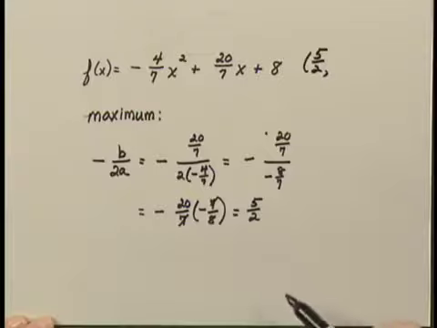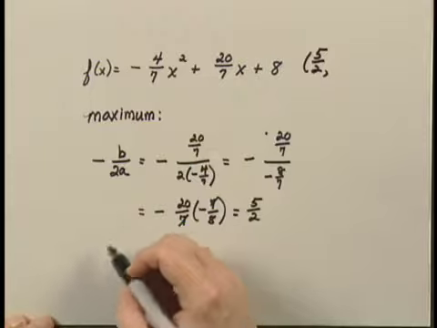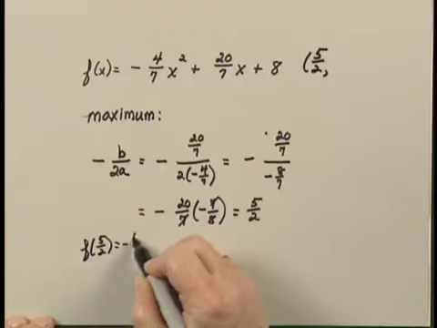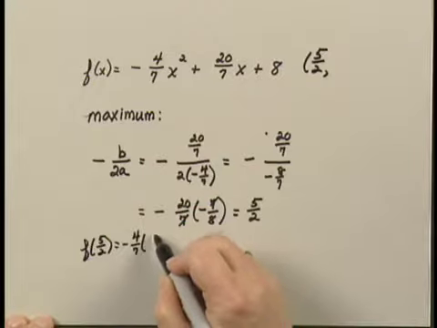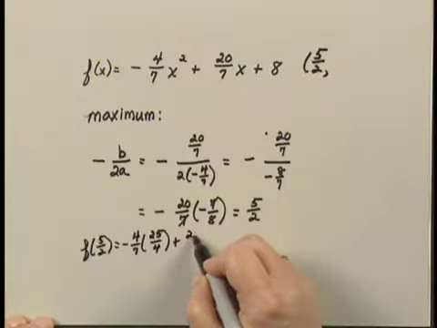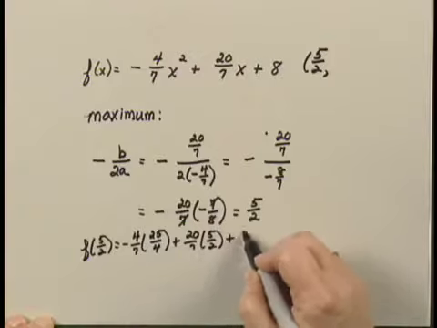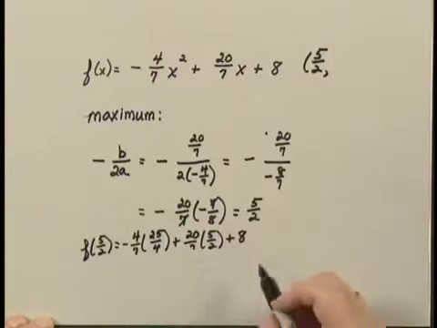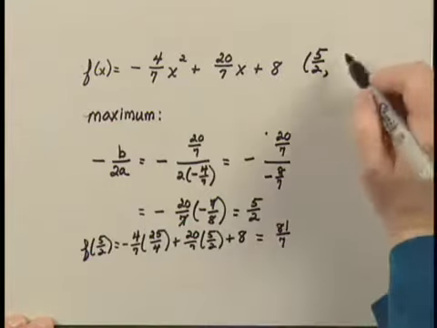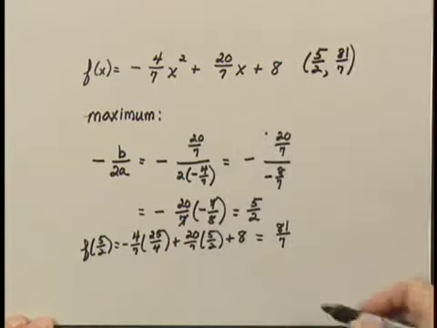The second coordinate of the vertex I find by finding f(5/2). That is f(5/2) = -4/7 times (5/2)², which is 25/4, plus 20/7 times 5/2 plus 8. If I calculate this out, I find that that is 81/7. That is the y-coordinate of the vertex, and that is the maximum value of the function.